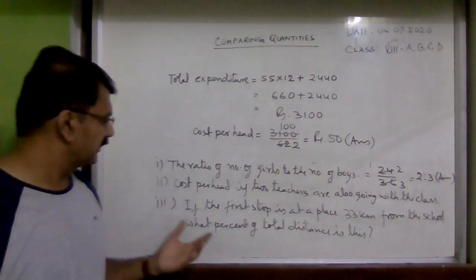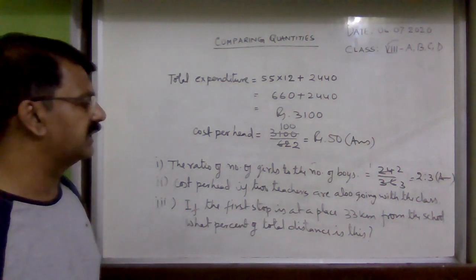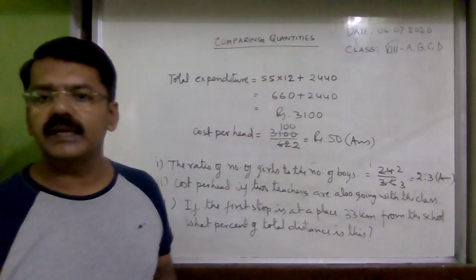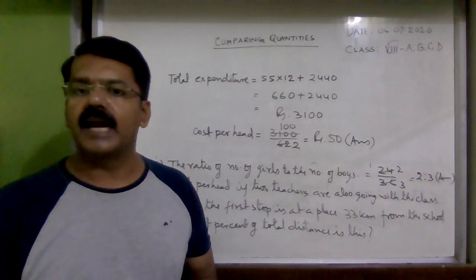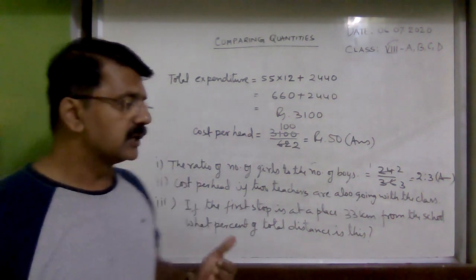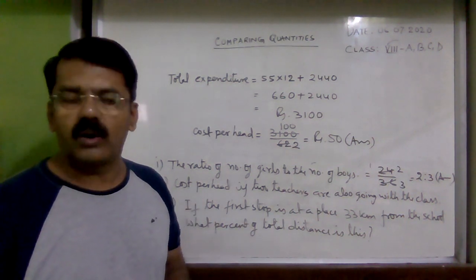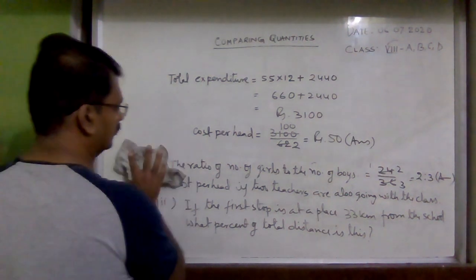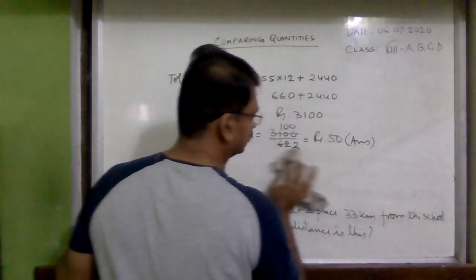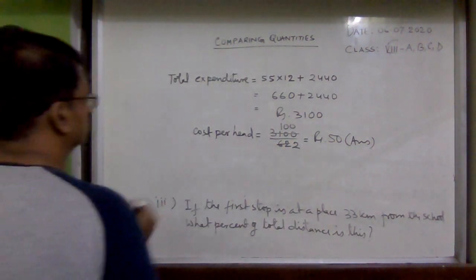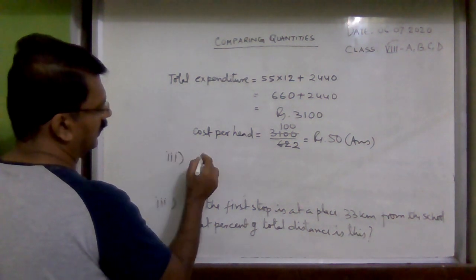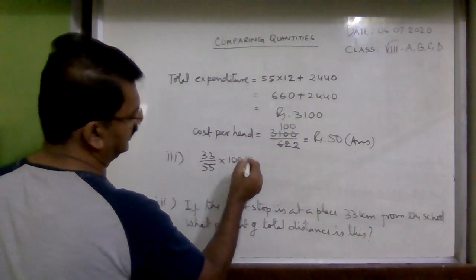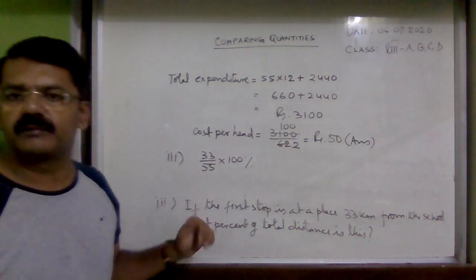Now in the last part, if the first stop is at a place 33 kilometers from the school, then what percent of total distance is this? In the beginning only, it is given that the total distance was 55 kilometers. So they took a halt at a distance of 33 kilometers. For the third part, 33 upon 55, that is the ratio, and if you want to convert it into percentage, you multiply it by 100. So 33 upon 55 into 100.